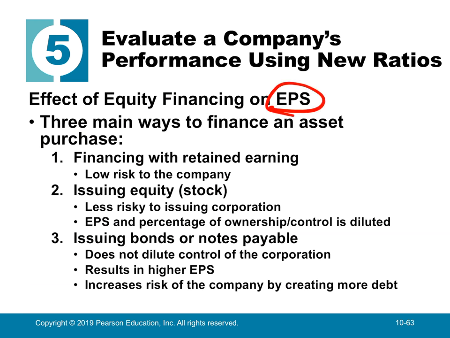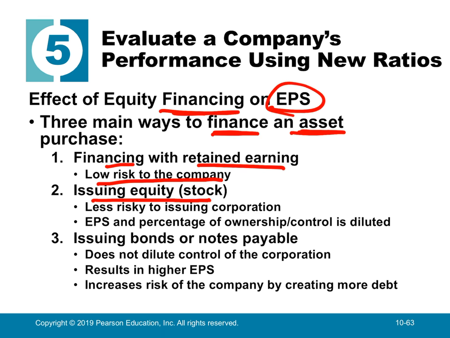So how does earnings per share get affected by how we decide to finance the company? Well, if we want to buy an asset, there are really three ways we can finance it. The easiest is to finance it with retained earnings, right? Money that we make in the company, we don't pay it out to the owners in dividends, and use that money to buy assets. That's the lowest risk to the company.